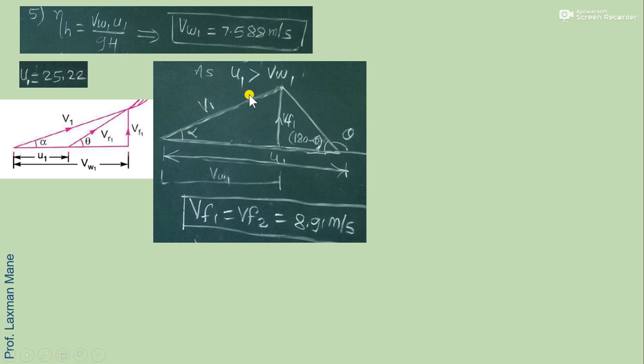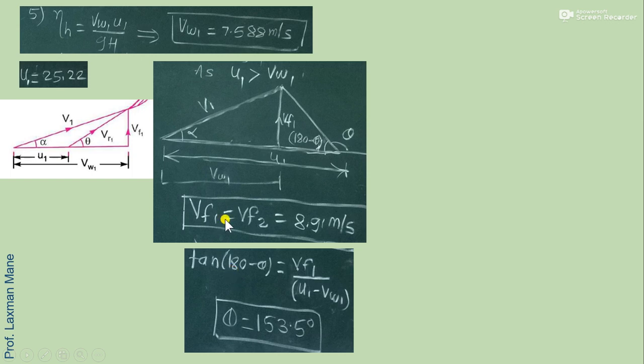Okay, so in this case we can use the formula in this triangle, that is tan of this angle, that is 180 minus theta, is equal to front side Vf1 divided by adjacent side. Now we have to find the adjacent side. Here it becomes U1 minus Vw1. Okay, so this is the different case for this numerical. So by using this formula, we get the theta value. Obviously it comes greater than 90 degrees.